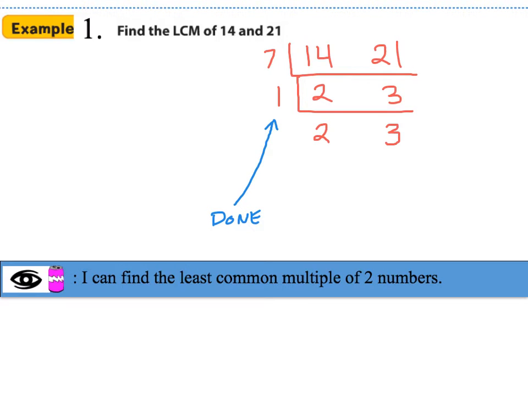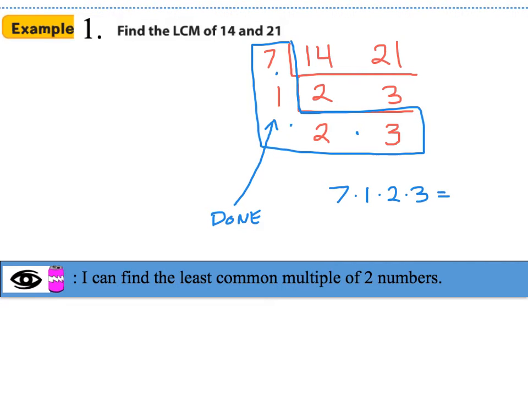But we still have to figure out the LCM. So let's go ahead and make an L for LCM. And everything within that L, let's go ahead and multiply. So I'm putting dots in between them. So let's multiply 7 times 1 times 2 times 3. If I multiply 7 times 1, I get 7. 7 times 2 is 14. And then 14 times 3, let's go ahead and do the math, it would be 42.